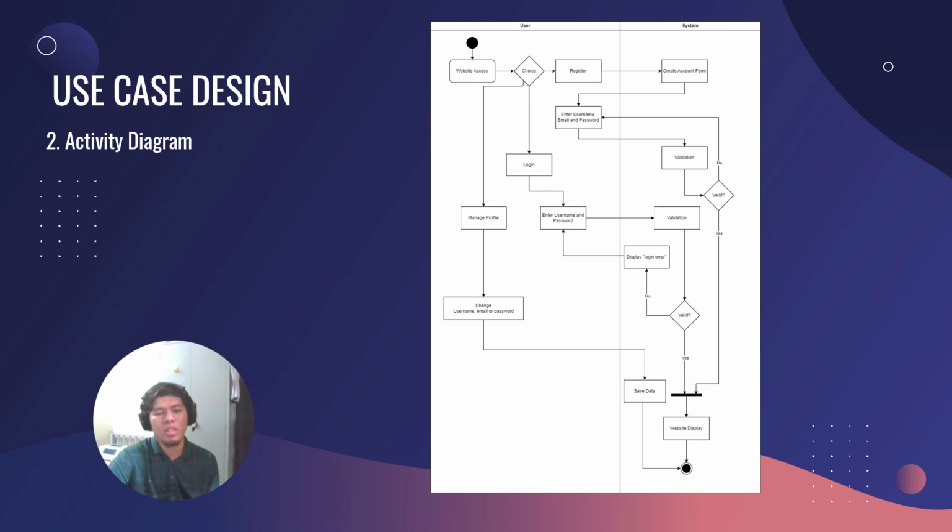And let's say that the user doesn't have any account, they need to choose register, and the system will create an account form for them. Then the user needs to enter their new username, their active email, and also a password. And the system will validate it, and if it is valid, the user can go into the website. And if it is not, the user needs to enter their credential again. And then we have the third choice, which is manage profile. It allows the user to change their existing username, email, or password. Then the system will save their data.